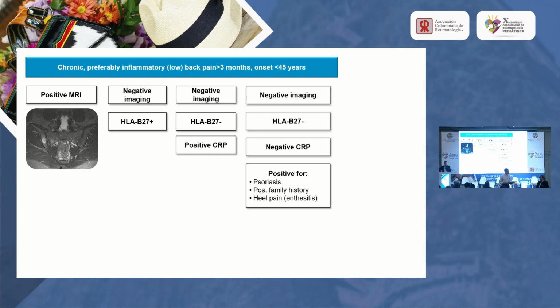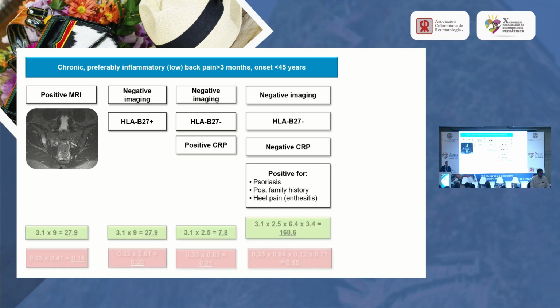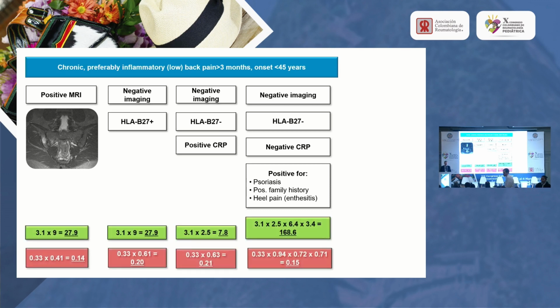You may play the different scenarios in your mind. But if I would go back and show you the likelihood ratios and the calculation that we do in our mind, you will see that the positive likelihood ratio, this is in green, is almost 20 times higher in the fourth scenario. And that patient needs treatment.